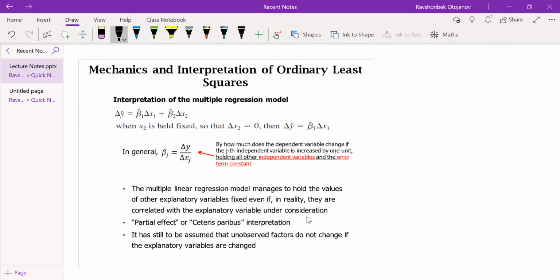Now briefly about the interpretation of the multiple linear regression model. I have already mentioned this, but briefly, with this formula we can estimate the total effect, basically the change in the dependent variable. The predicted change in the dependent variable is basically a weighted sum of changes in x1 and x2. So beta 1 hat and beta 2 hat are the estimated weights, the effects, yeah. So this is the total effect.